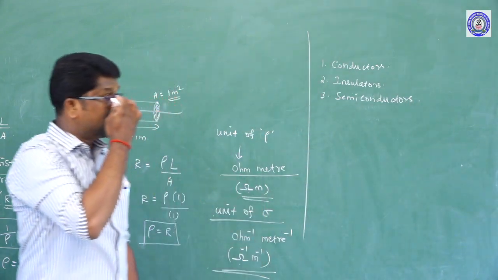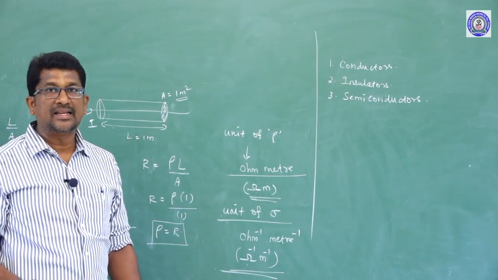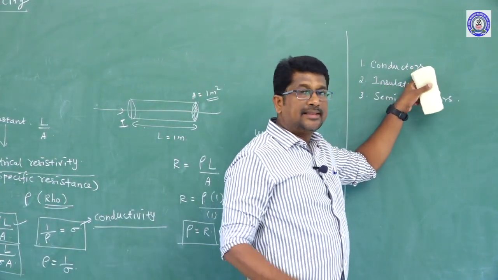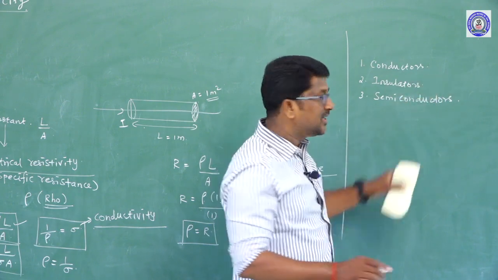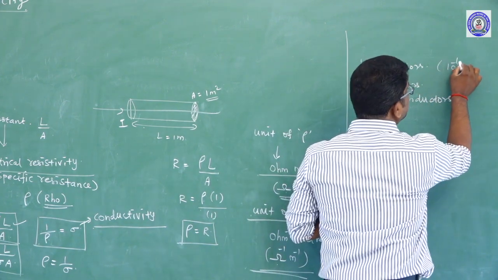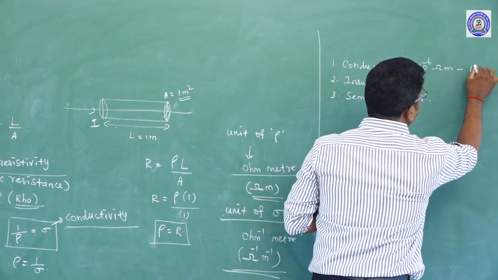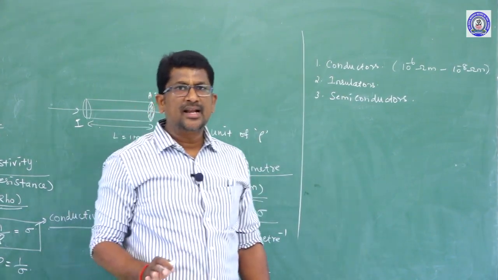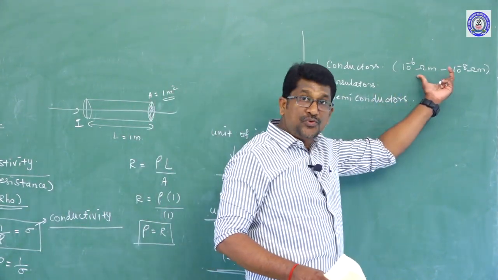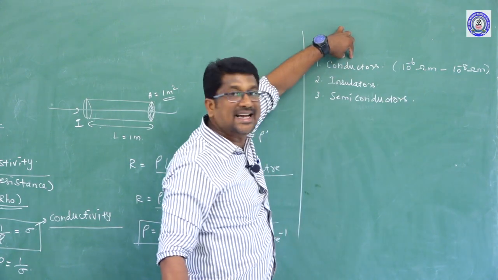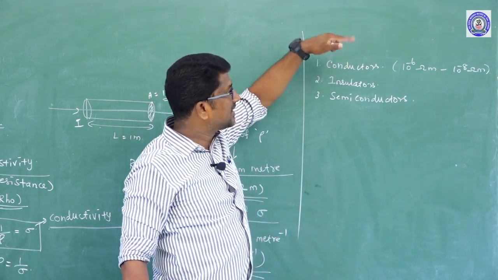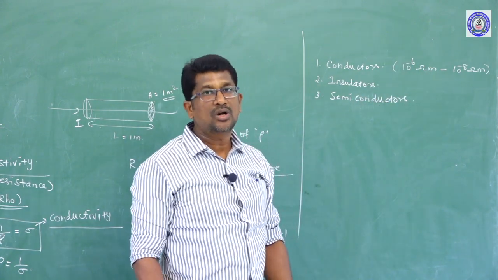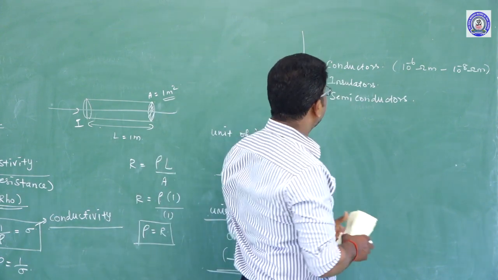Conductors, insulators and semiconductors. These are classifications of a material based on resistivity. First, conductors. The materials having resistivity in between 10 power minus 6 ohm meter to 10 power minus 8 ohm meter are called conductors. If any material has resistivity between these two values, then it is in the conductors category, right. And second, insulators.